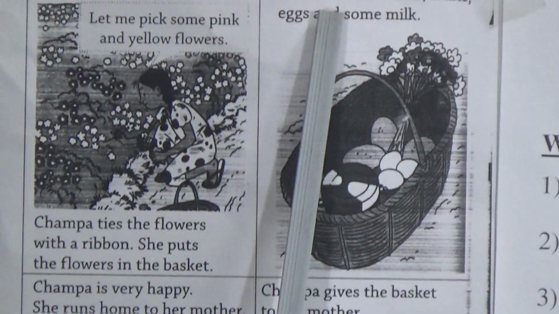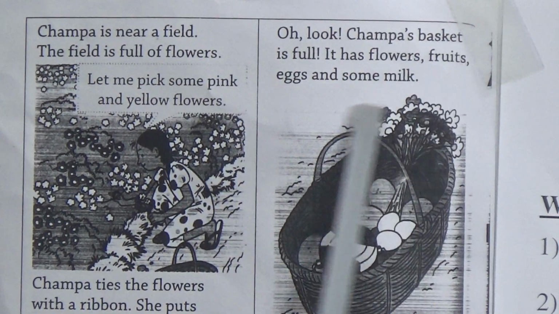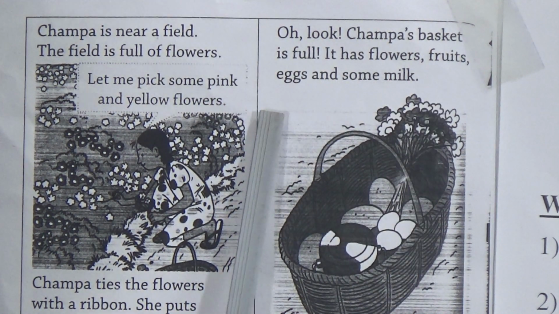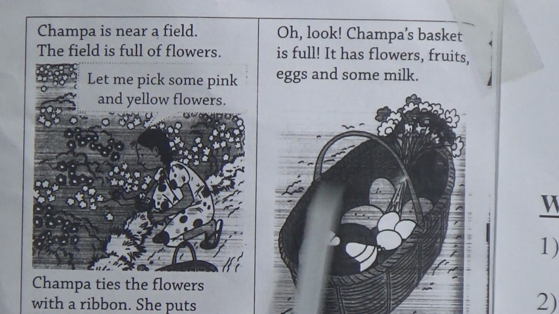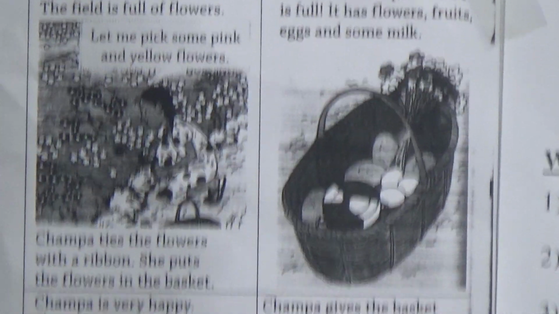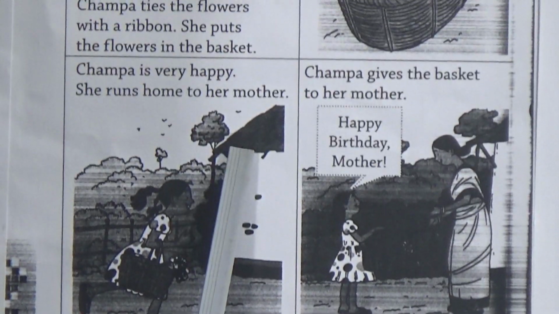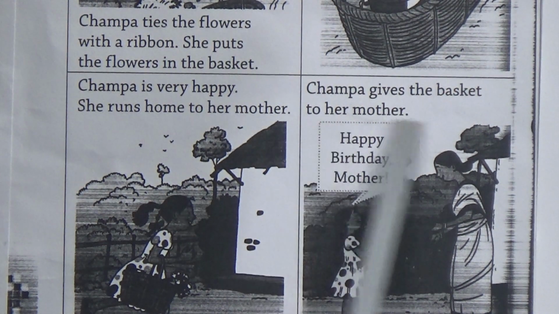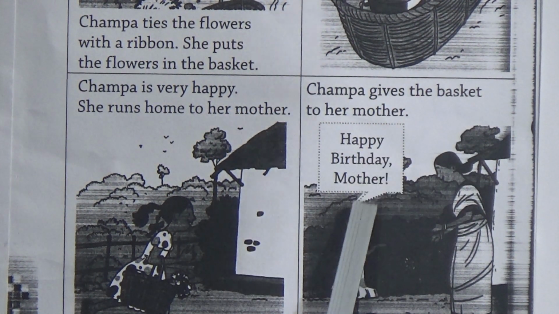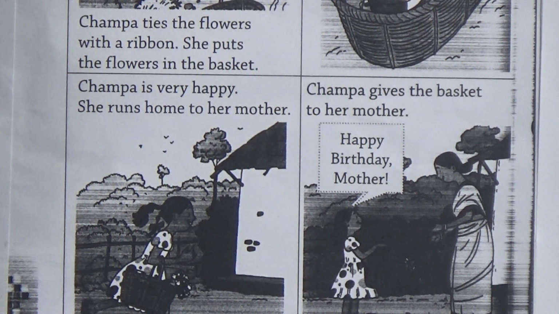Oh, look! Champa's basket is full. It has flowers, fruits, eggs, and some milk. Champa's basket is full. Champa is very happy. She runs home to her mother. Champa gives the basket to her mother and says, happy birthday, mother. So this is our story, unit 1.